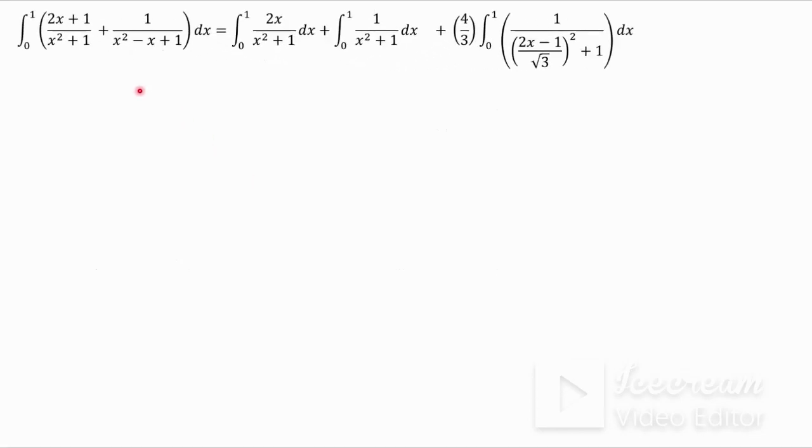Yes, so writing back what we have, that is the integral from 0 to 1 of (2x plus 1) divided by (x squared plus 1) plus 1 divided by (x squared minus x plus 1) dx equals the integral from 0 to 1 of 2x divided by (x squared plus 1) dx plus the integral from 0 to 1 of 1 divided by (x squared plus 1) dx plus 4 divided by 3 times the integral from 0 to 1 of 1 divided by (((2x minus 1) divided by the square root of 3) all squared plus 1) dx.